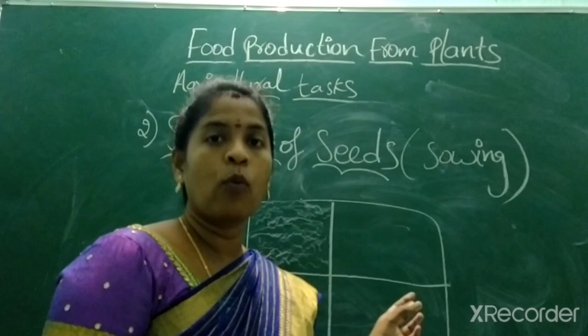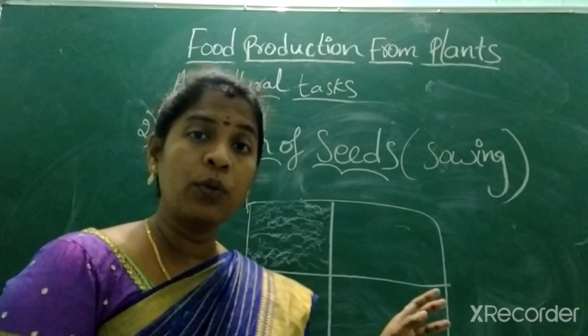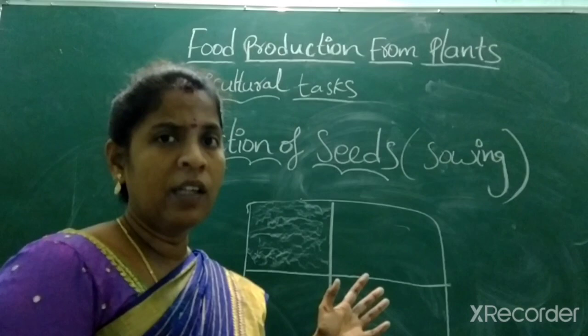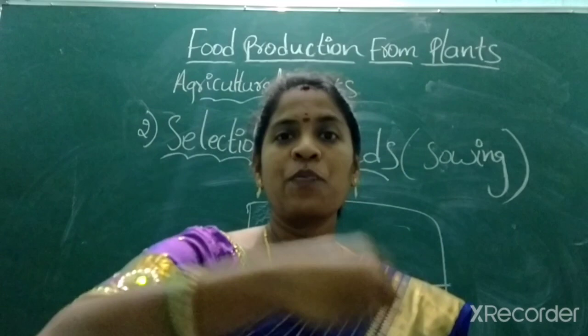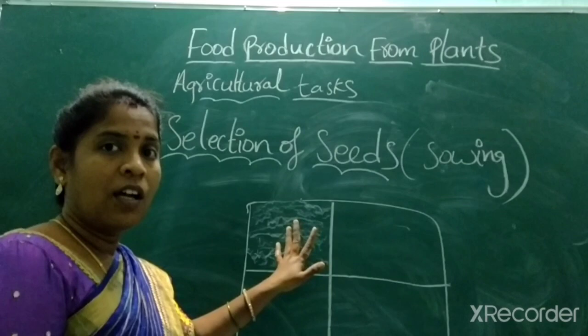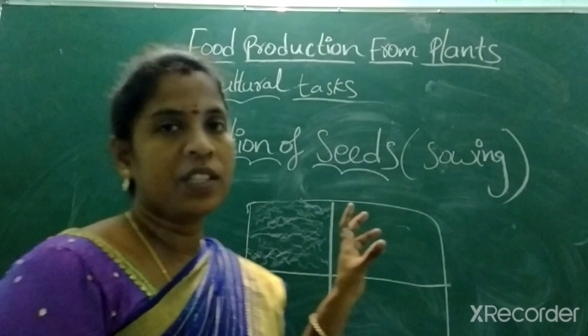After provision of water, what do they do? Not very much water, just simple, some amount of water is provided. Later, into that soil, they broadcast seeds. Seed broadcasting means sprinkling with the hand. They sprinkle the seeds only in this area, and leave them like that. Later they provide some manure and regularly irrigate it.